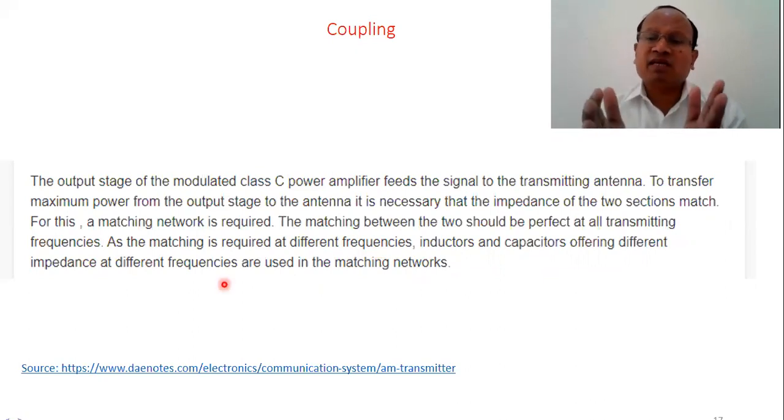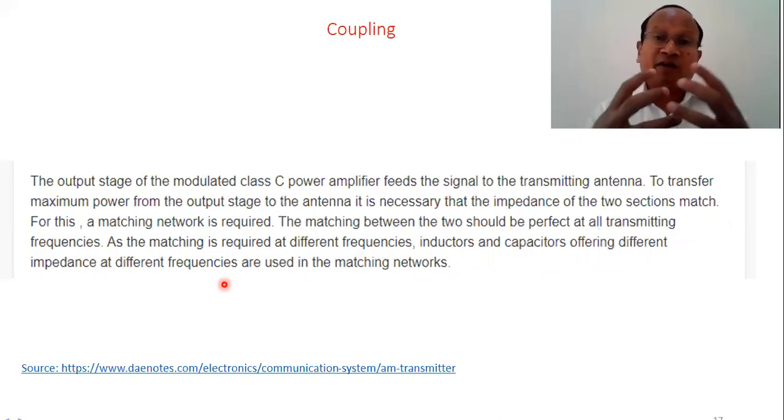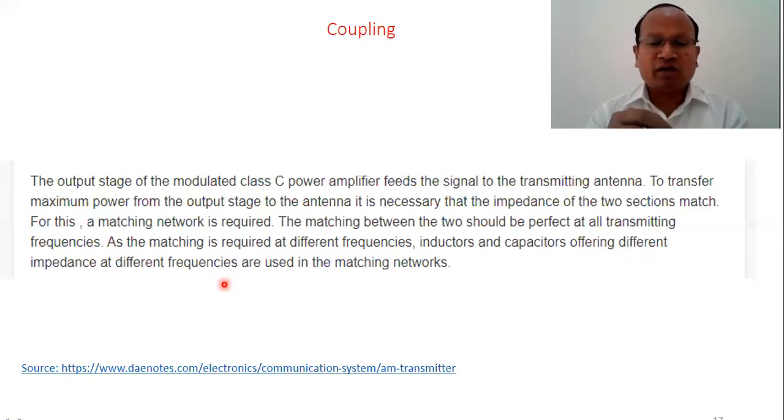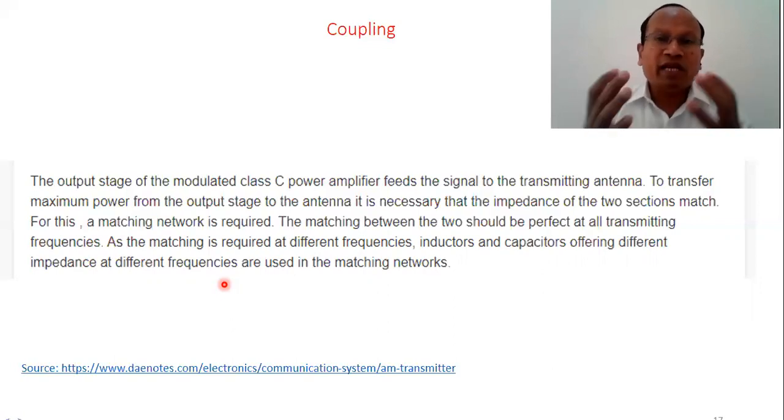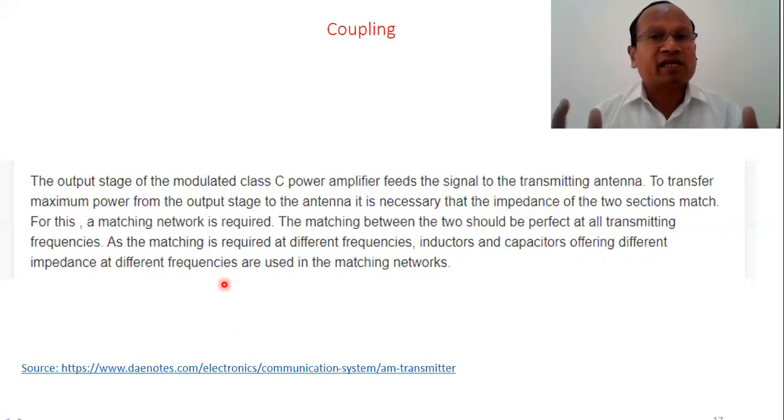The important thing is a different frequency. Why are we talking about different frequency? Different frequency may be generated by the class C modulator, and different frequency can be transmitted. So at different frequency, the impedance value that will match the output of your modulator amplifier, class C amplifier, and the input of antenna will change. And therefore, we need a circuit, we need a coupler circuit, we need a coupling arrangement.